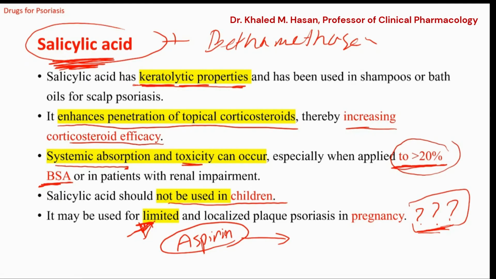So it's not like a contraindication during pregnancy. We can use it during pregnancy if you talk about aspirin. So it's not like category X or D during pregnancy, but retinoid is totally contraindicated. Any question about salicylic acid?